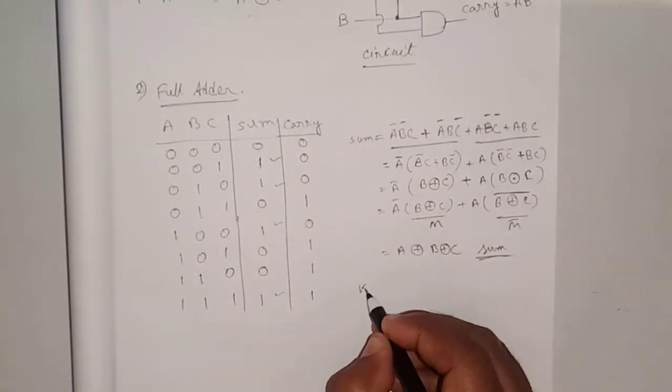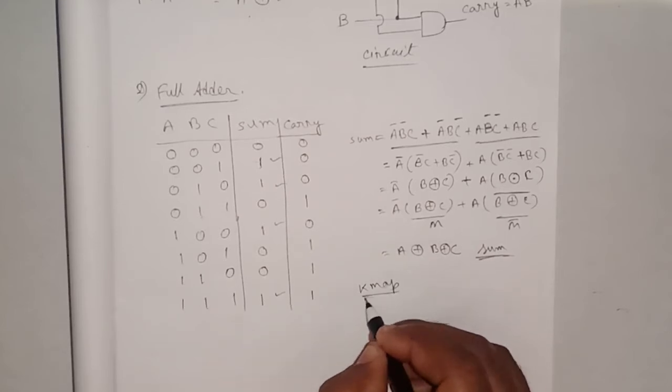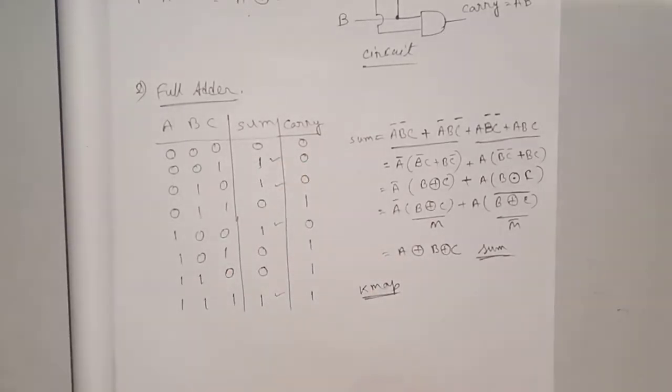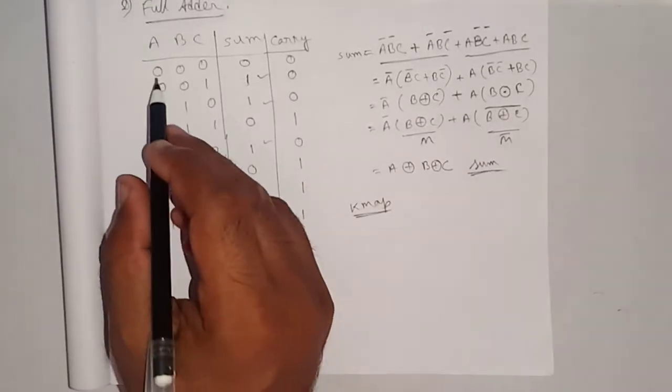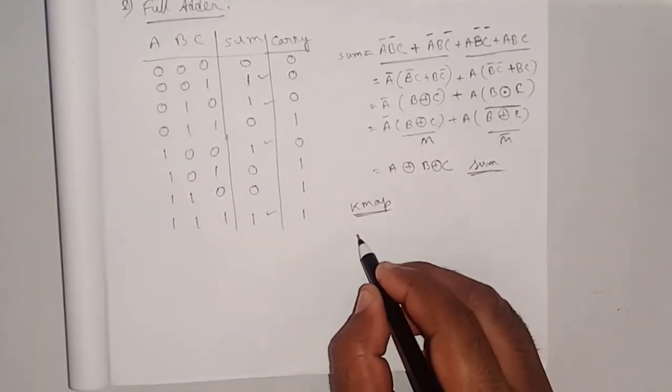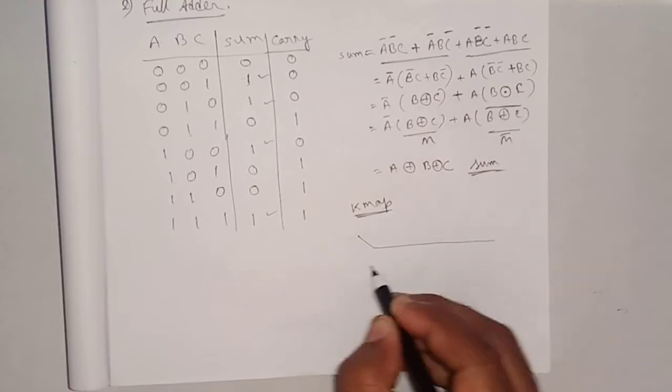Now for the easy carry value we are using a K-map. We are using a K-map for getting the carry value. Okay, so it's a 3-input K-map, so I'm drawing a 3-input K-map.